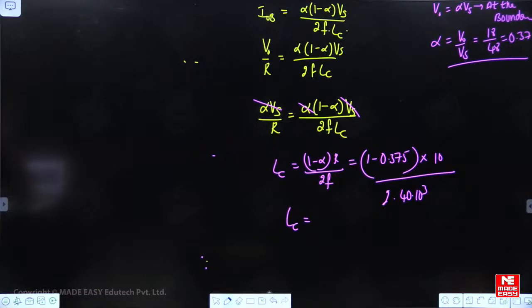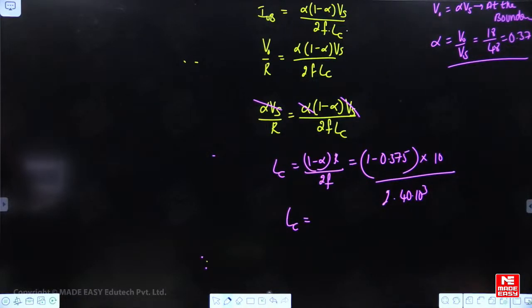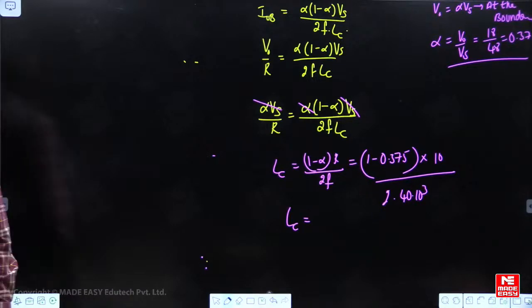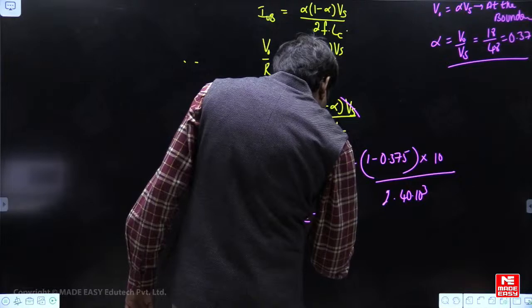Yes, make it fast. So the critical value is 78.12 microhenry. Yes, 78.12, calculation mistake, Joy. 78.12 microhenry.